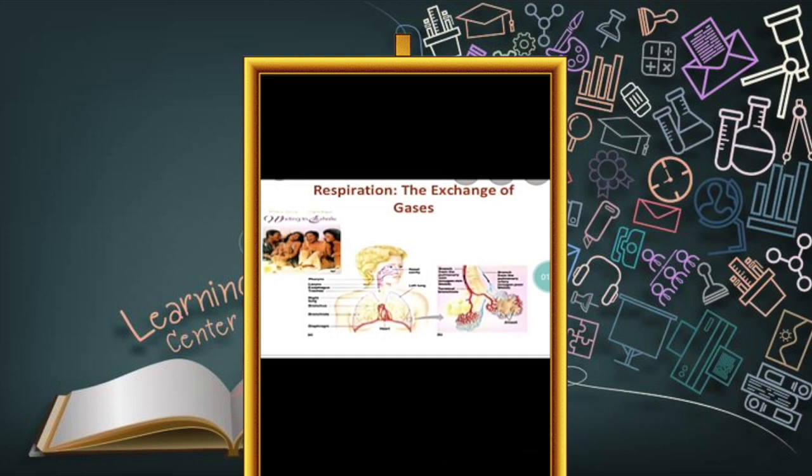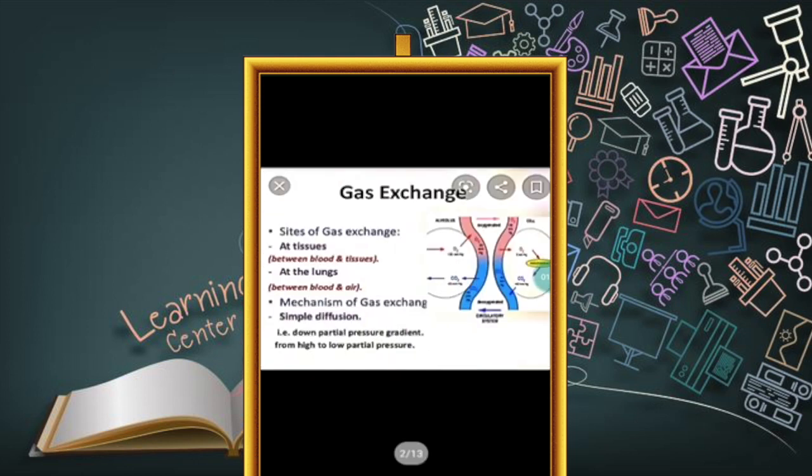So these are the interesting factors. The topic name is the exchange of gases. What is the topic name? The gases exchanging system. In your body, the gas exchange system takes place in only two places. What are the two places? One is at the lungs level, and the other is at the tissues level. The gas exchange in our body happens in two different places.